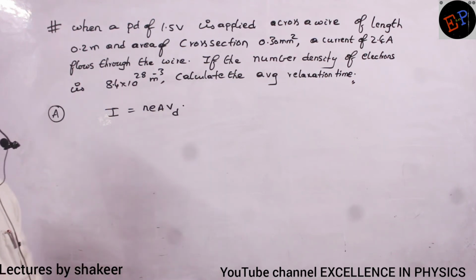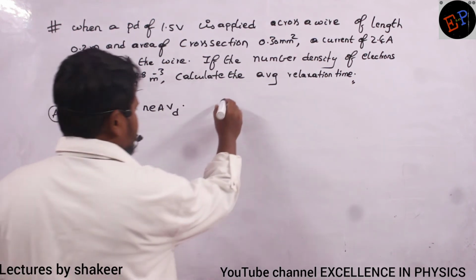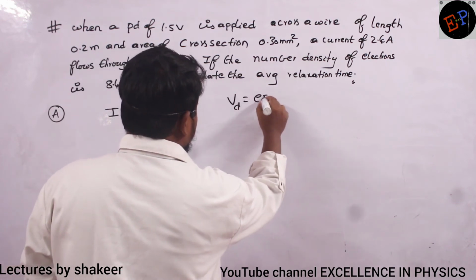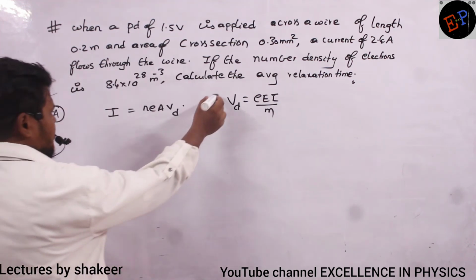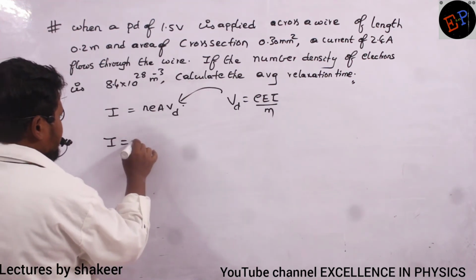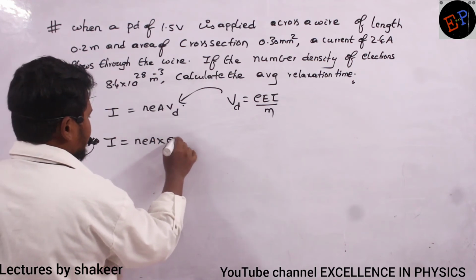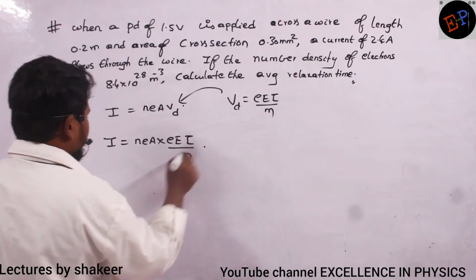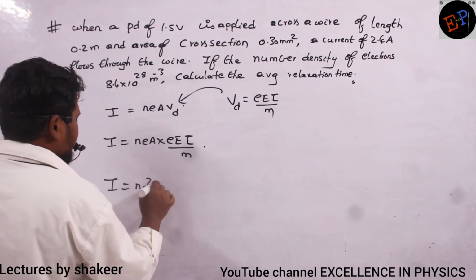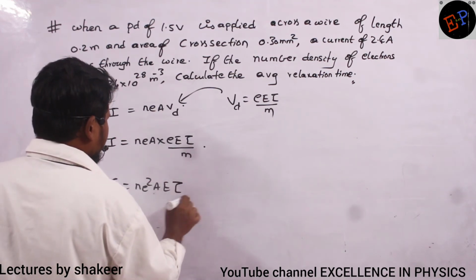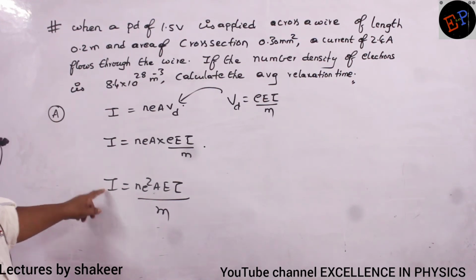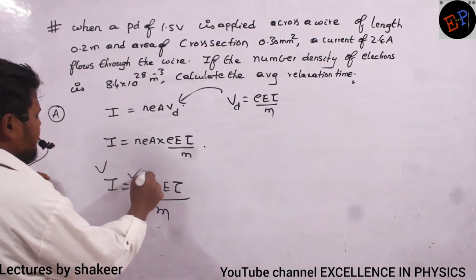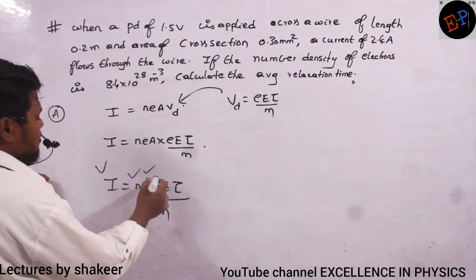But here I don't have any relaxation time. But I know the drift velocity equation: drift velocity is equal to eEtau divided by m. So take this and substitute in this equation. Therefore I is equal to nAe multiplied by eEtau divided by m. So I is equal to ne squared AE tau divided by m. Now all the values are given. Current is given. Number density is given. Charge of electron we know. Area of cross section is also given.